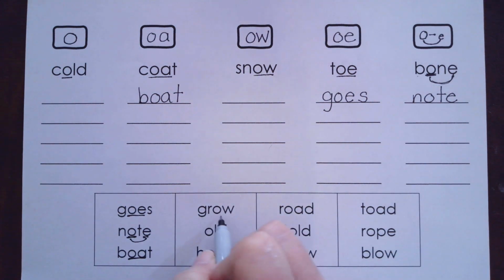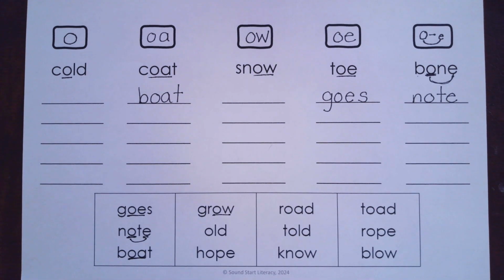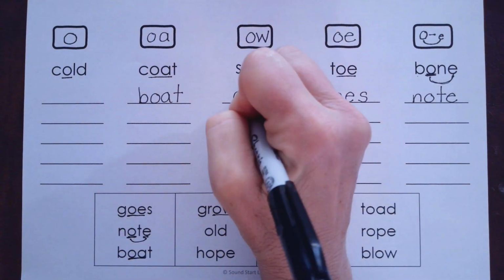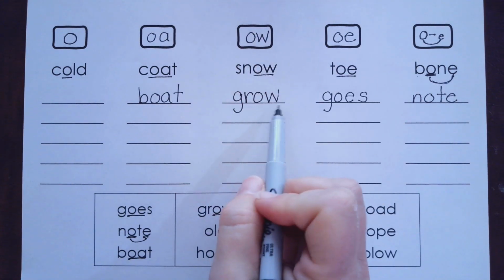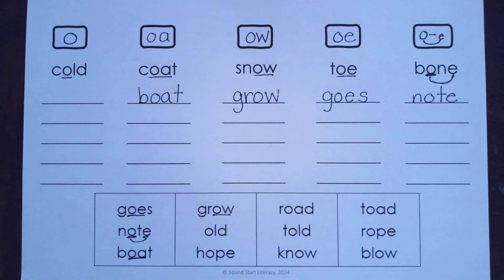The next word, find and underline your sound spelling. Let's blend it. Grow, grow. I will grow my garden. G-R-O-W. Read it back. Grow. We'll just do one more for now.